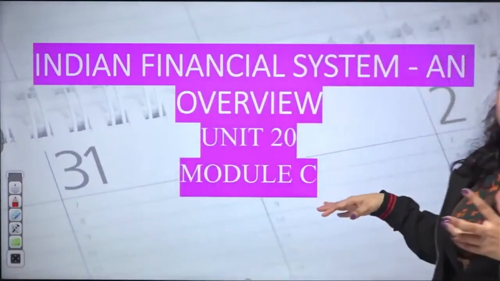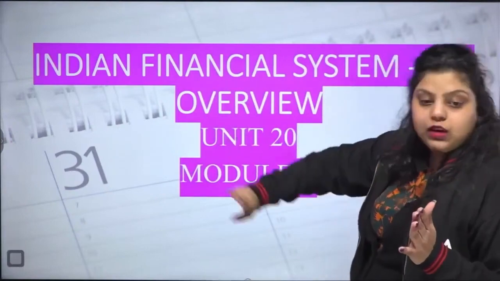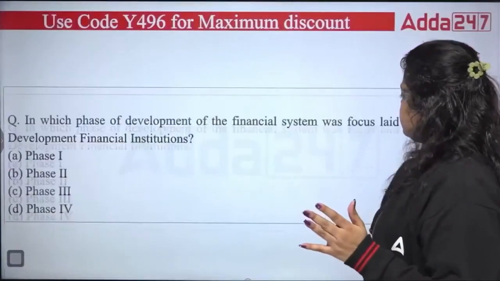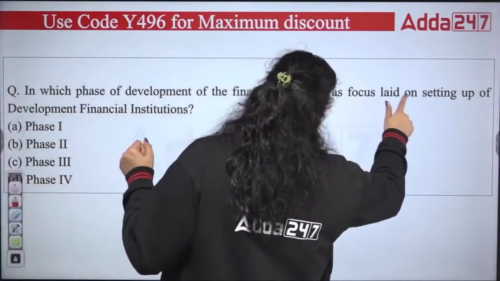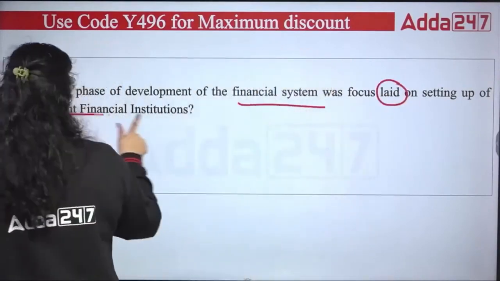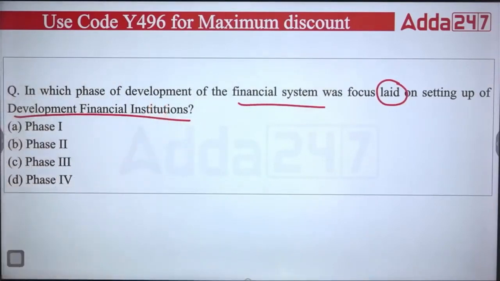Now let's move towards the question and answer session, in which we are discussing questions on the same topic. So this is your module C, unit number 20, because module C starts from unit number 20. And the first question is this: in which phase of development of the financial system was focus laid on setting up of development financial institutions? It was phase 1, phase 2, phase 3 or phase 4. In which phase? So you can see the financial system in our country has been developed in 4 phases, 1, 2, 3 and 4. So out of that you have to answer in which phase the development financial institution was set up.